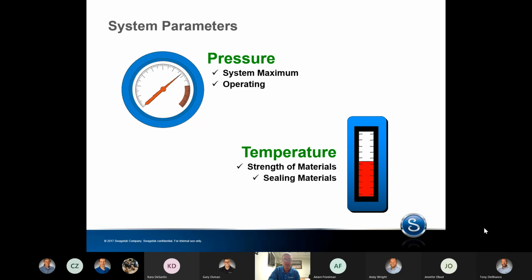When temperature rises, the strength of materials decreases. With valves, that usually means that as the temperature rises, the pressure rating goes down. The seal material is often the pressure and temperature limiting component of the valve.